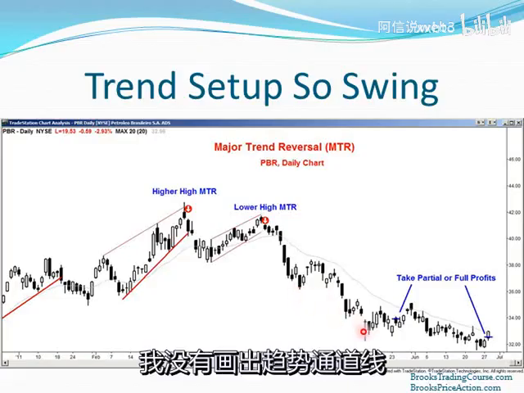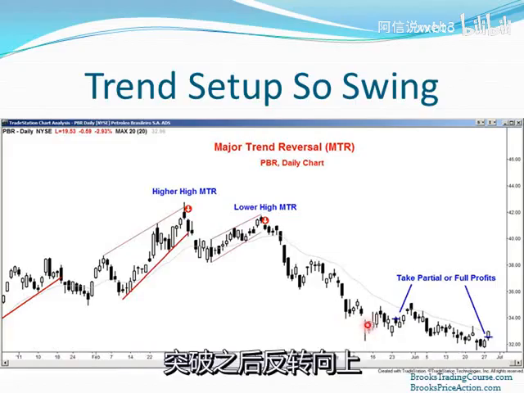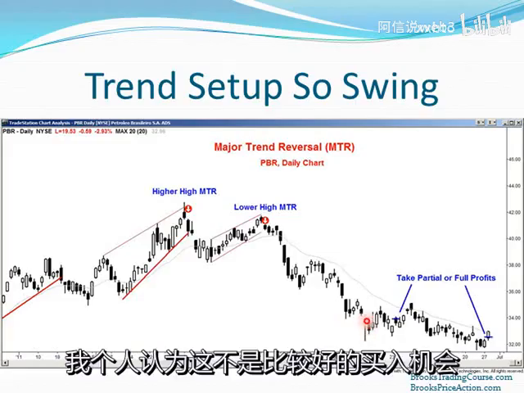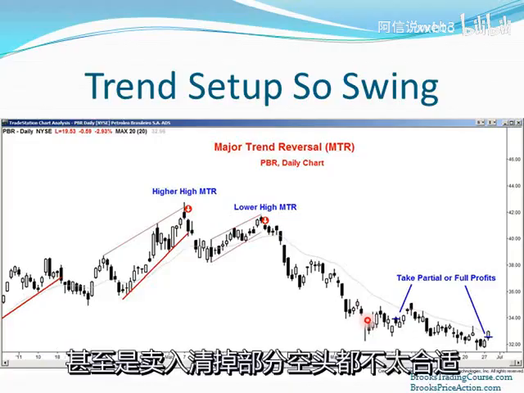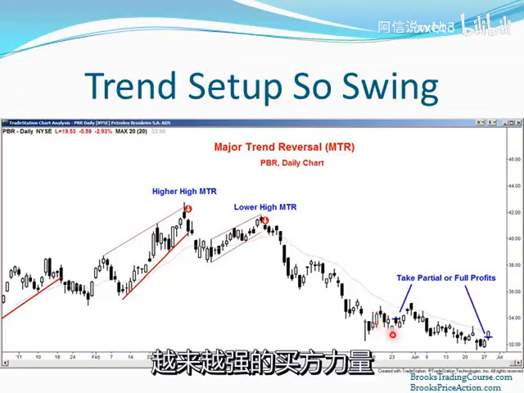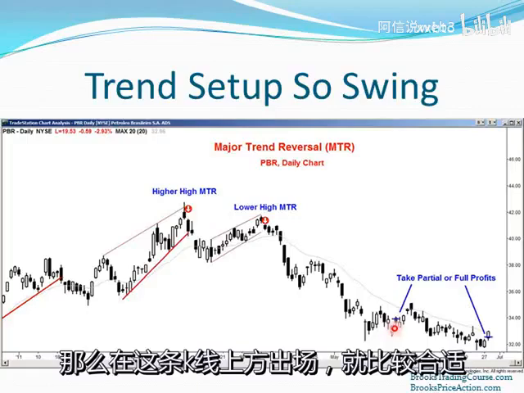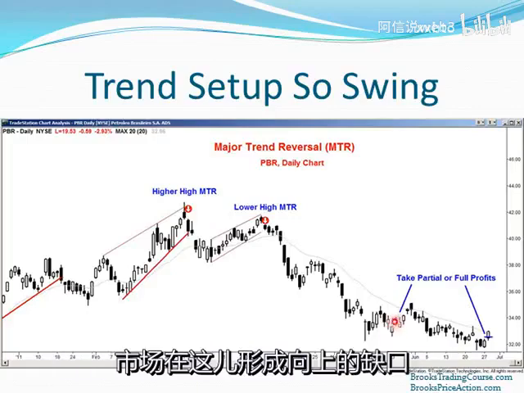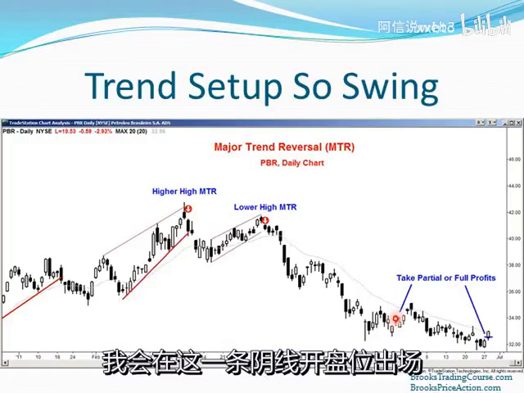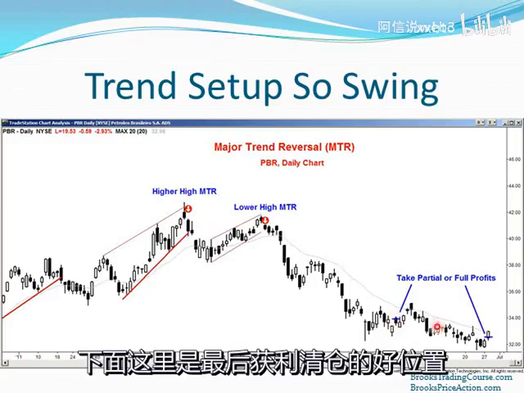I don't have a trend channel line drawn in, but this bar would have broken below it and then reversed up. To me, this is not a strong enough bar to be looking to buy, even to buy to take profits on shorts. However, when we're starting to get more buying pressure, more bull bodies, and a strong bar like this, I think it's probably good to exit above the high of this bar. The market gapped up, I would get out on the open of this bear bar, and the bar sold off for the rest of the day.